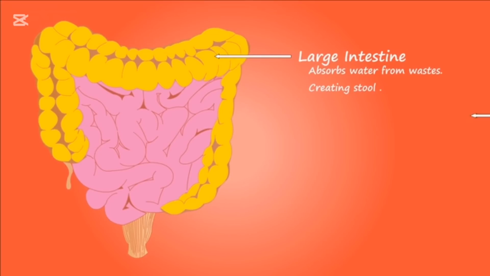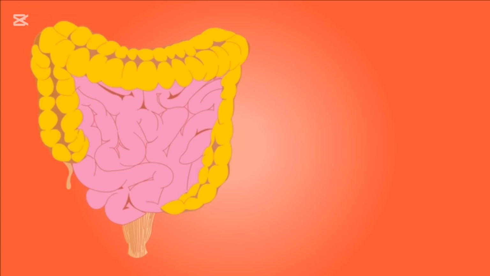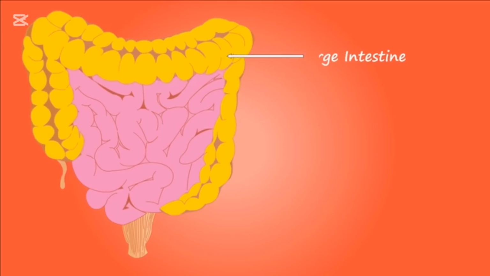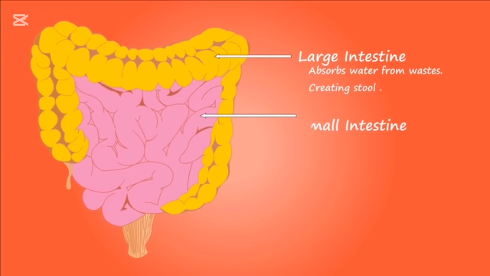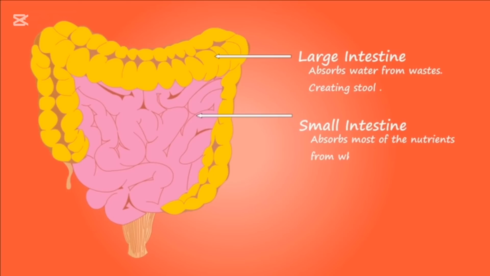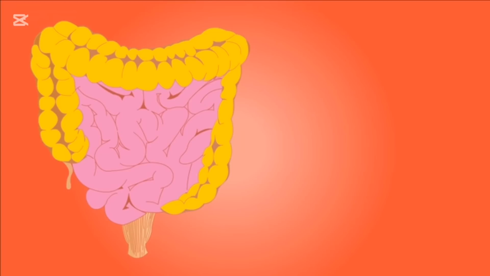The acidic environment in the stomach also helps kill harmful bacteria and pathogens that may have been ingested along with the food. This process of mechanical churning and chemical breakdown continues for several hours. 4. The small intestine, where absorption happens. After the stomach, chyme moves into the small intestine, which is the primary site for nutrient absorption.